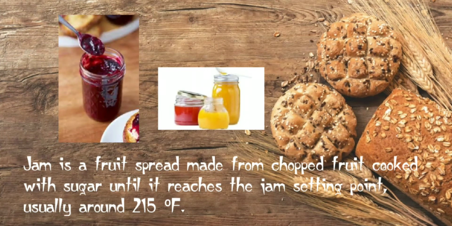Jam is a fruit spread made from chopped fruit cooked with sugar until it reaches the jam setting point, usually around 215 Fahrenheit.